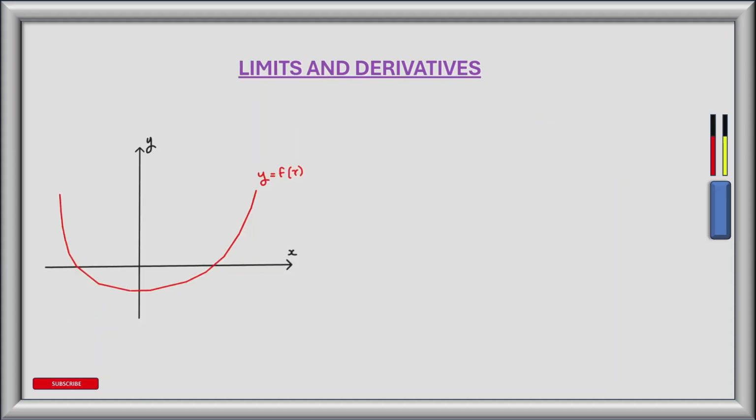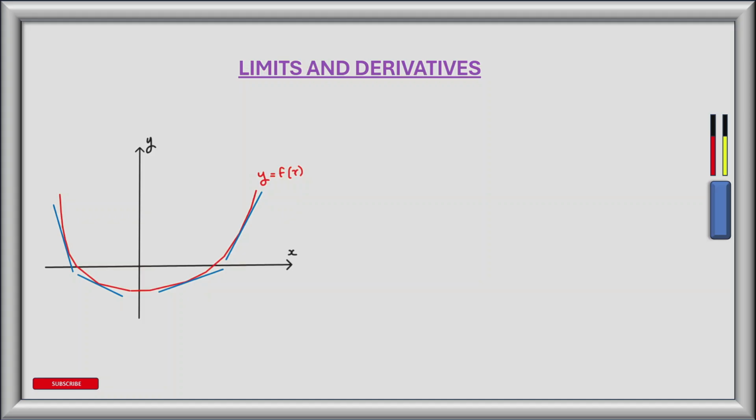Let's take this a stage further. Let's look at this non-linear function here. How do we find the slope of this? Well, there's not one single slope, but many. What we can do is find the slope of the tangent at any point on the curve. That's where derivatives come in.